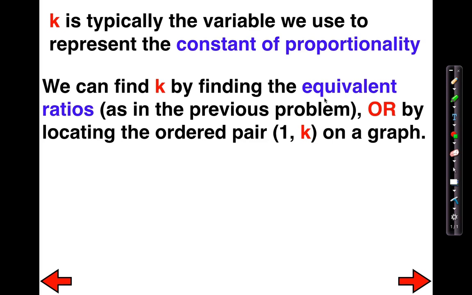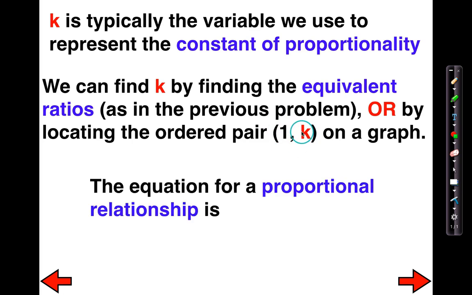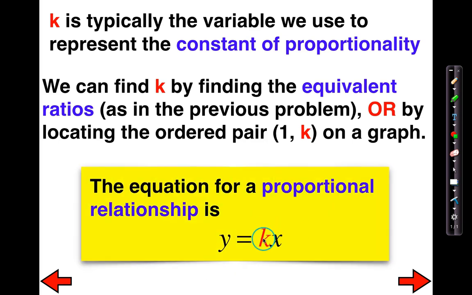One, by finding the equivalent ratios, which we just did earlier in the previous example. Or we can locate the ordered pair, which is (1, k) on a graph. So you're looking to find when x is 1. When x is 1, whatever the y value is going to be your constant of proportionality. And then when we're writing the equation of a proportional relationship, all you're doing is writing in the form y equals kx, where k, of course, represents the constant of proportionality. So for example, in the previous example, the constant of proportionality was 60. So all you'd have to do is replace k with 60. So it would have been y equals 60x.